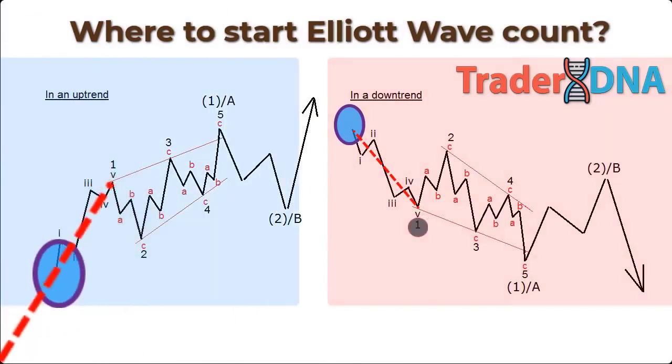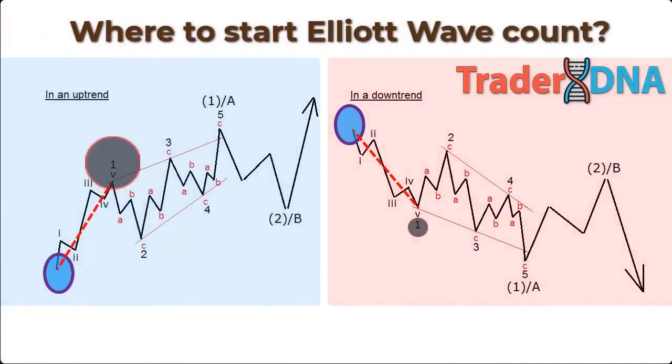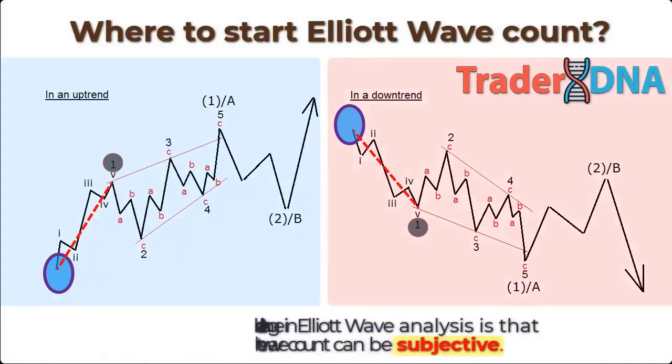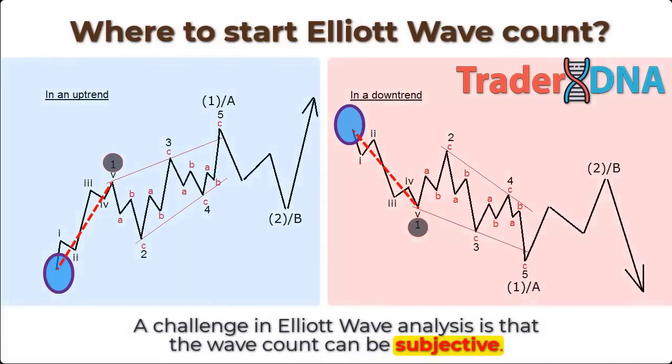However, to find higher degree Elliott wave cycles, it's necessary to count waves on weekly and monthly charts. The Elliott wave theory suggests that the count should start at the end of the previous impulsive wave. Nevertheless, a challenge in Elliott wave analysis is that the wave count can be subjective.